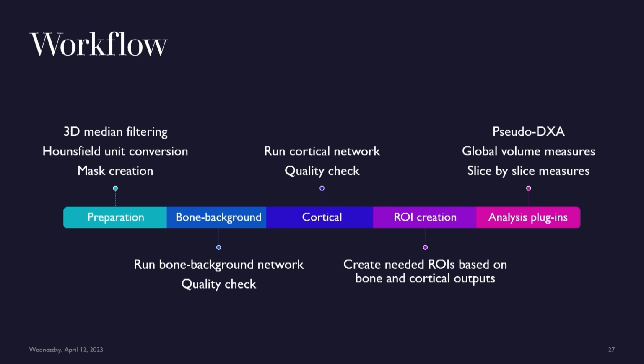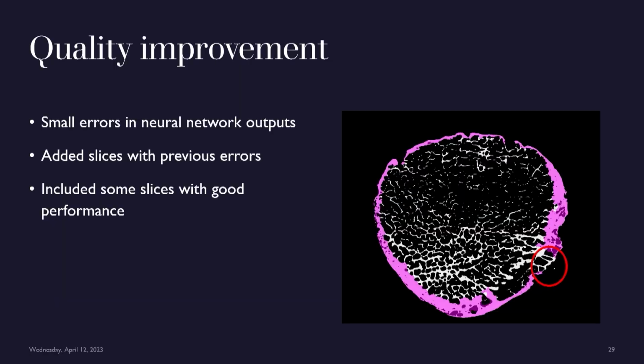So, overall workflow: getting the bones prepped, running them through that bone to background network and checking it, repeating that with the cortical network, creating various ROIs based on the cortical and the bone, and then running the 3 plugins like I mentioned. But we're researchers, we're not happy with that, even though those outcomes are phenomenal. Let's make it better. What we noticed in both networks is that there were very small errors, but where we had small errors, they were consistent. So if there's a pattern, you can fix it.